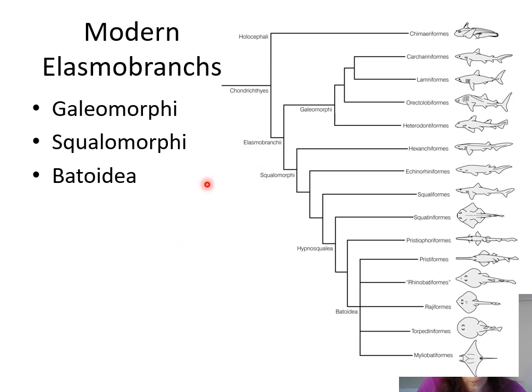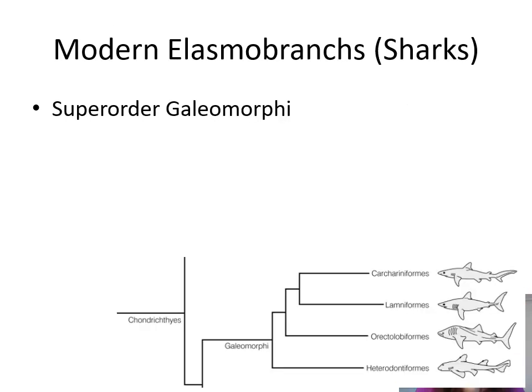So the Elasmobranchs here, we can break into our three groups. We have our galeomorphs, which is this group of sharks up here. We have our squalomorphs, which is this group of sharks down here. And then at the bottom, we have our Batoidea, which are our rays and skates and the relatives. Before we get into a discussion of the characteristics of our three major groups, we'll work through an overview of the groups of sharks that belong to each of the major groups and just give you some idea of the diversity of the sharks that we're looking at.